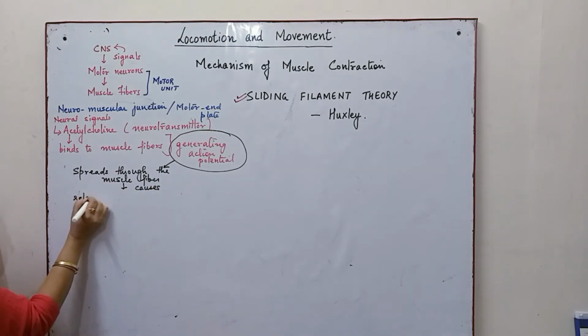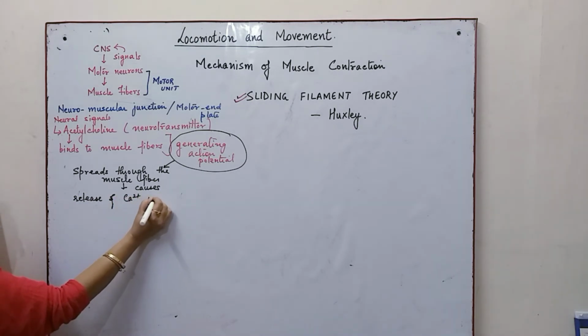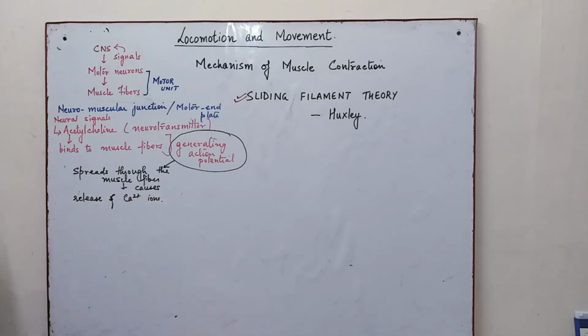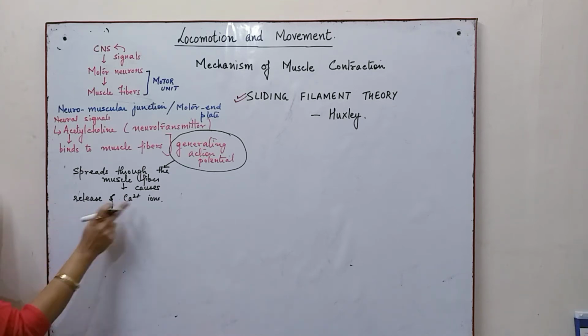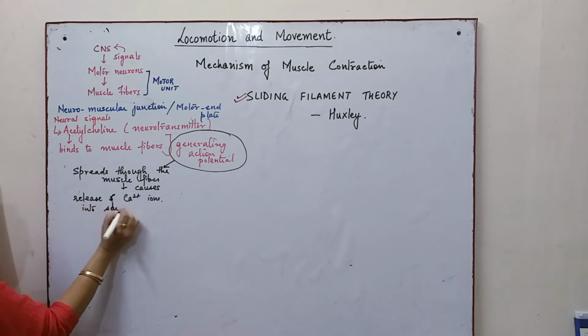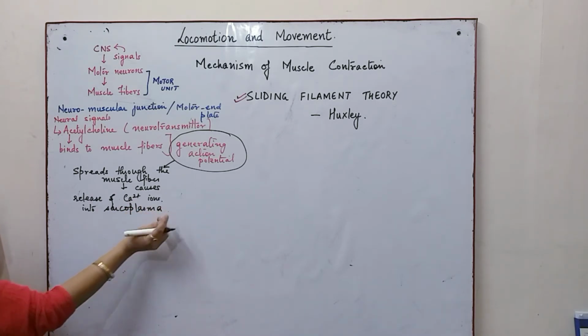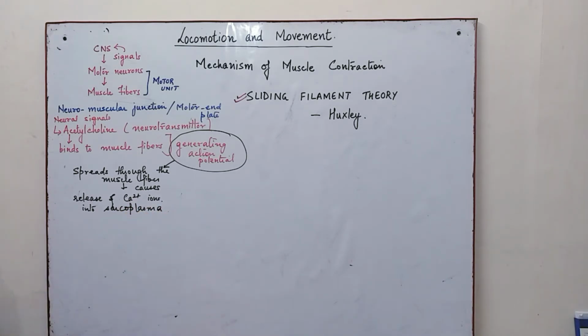This causes the release of calcium ions. And remember, calcium ions are present in the endoplasmic reticulum, which we call the sarcoplasmic reticulum or sarcoplasmic cisternae. And these are released from there into the sarcoplasm, that is, the cytoplasm of the muscle fiber.